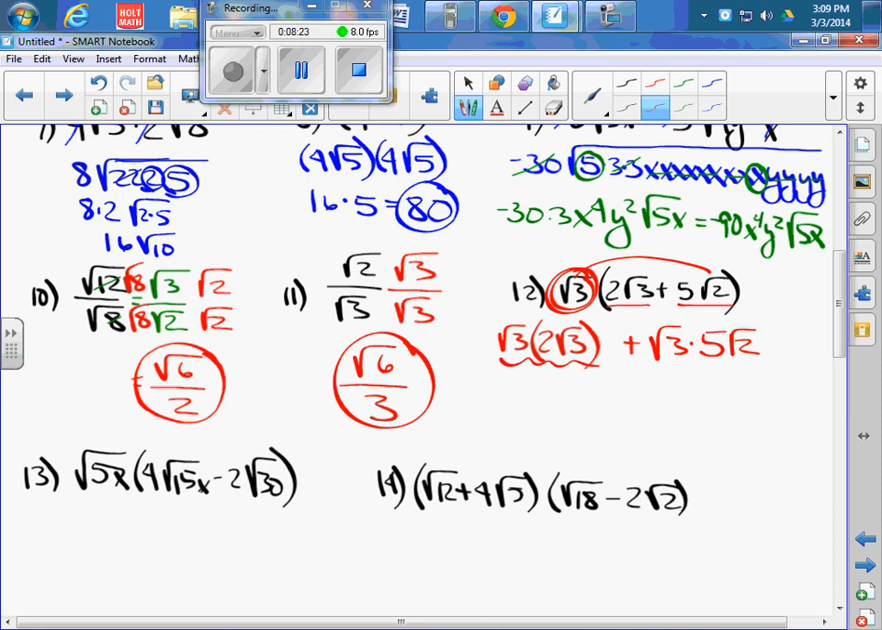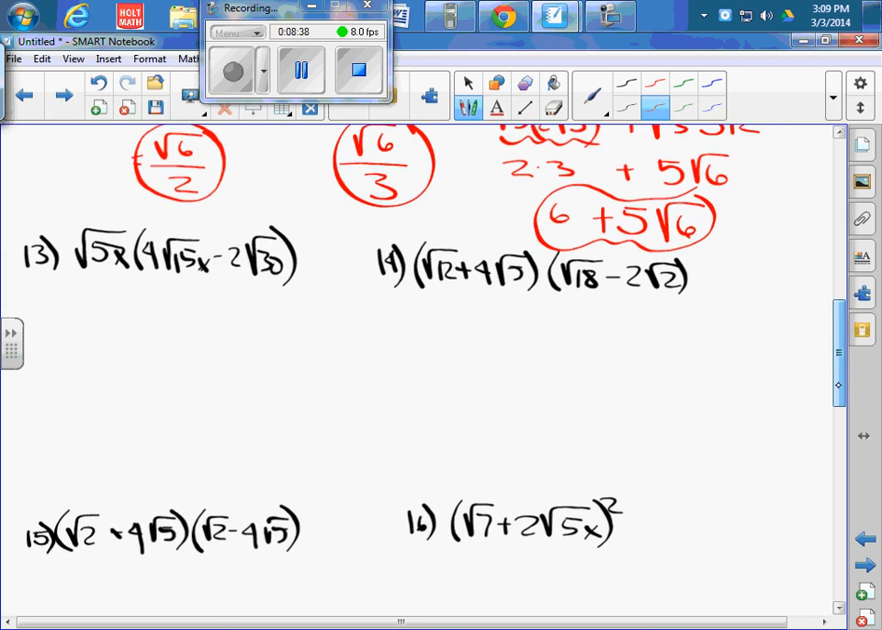So how would you multiply this? Well, you're going to have 2 on the outside. Radical 3 times radical 3 is 3, so you're going to have 6 there. Plus 5 radical 6. That doesn't simplify, so 6 plus 5 radical 6 is your final answer.